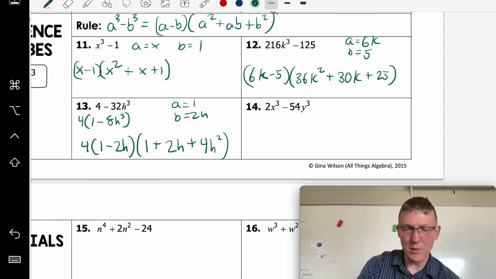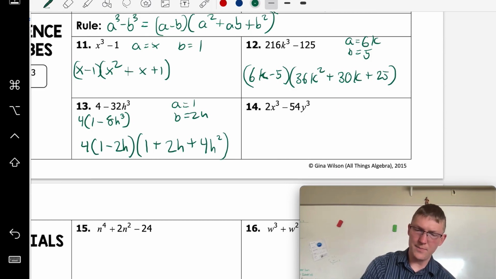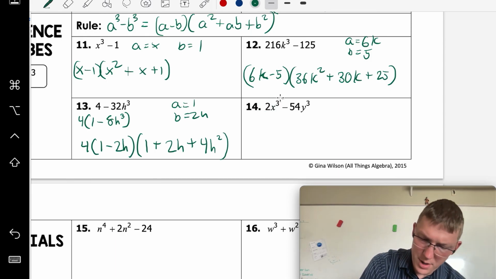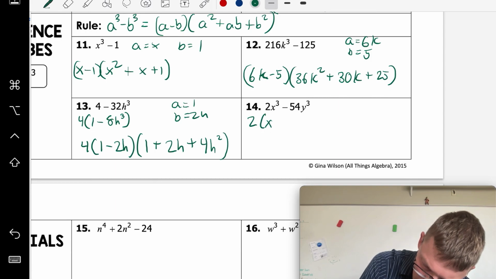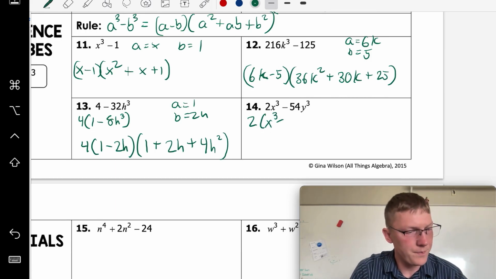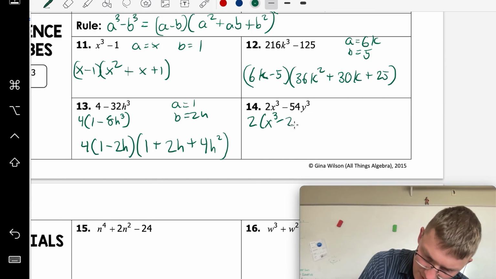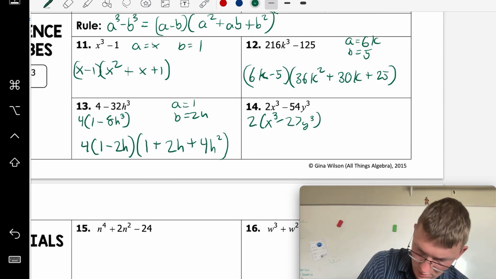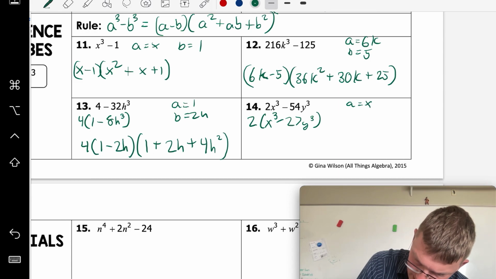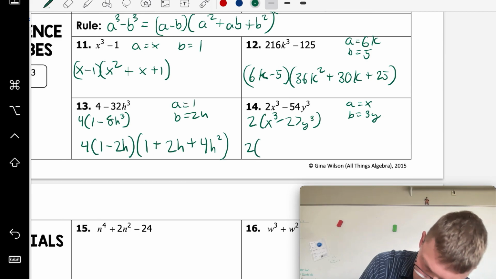And last but not least, if we're looking at 14, we've got that 2, which I don't like that 2. That 2 is not a perfect cube, but I still see a cubed and a cubed, so we can make that work. We're going to pull that 2 out. So now we've got x cubed minus 54 divided by 2, 27 y cubed, and that's going to be 3 cubed. So our a is going to equal x, our b is going to equal 3y, and here we go.